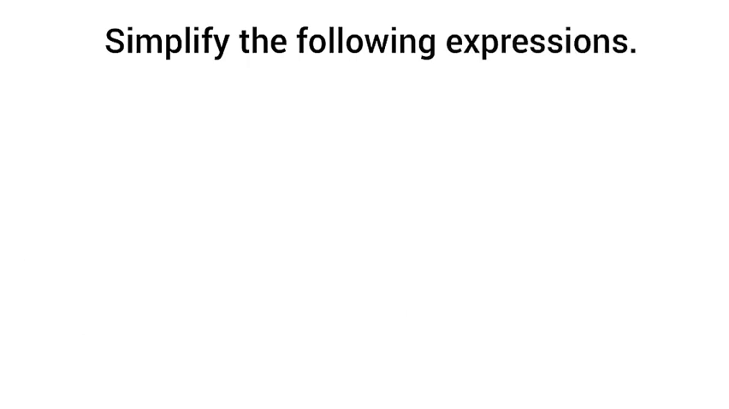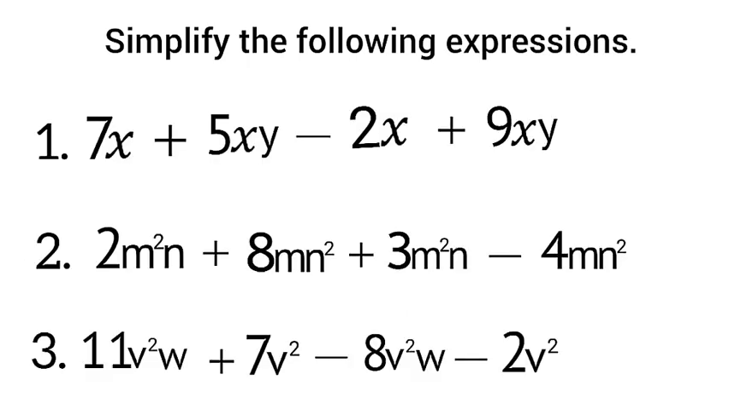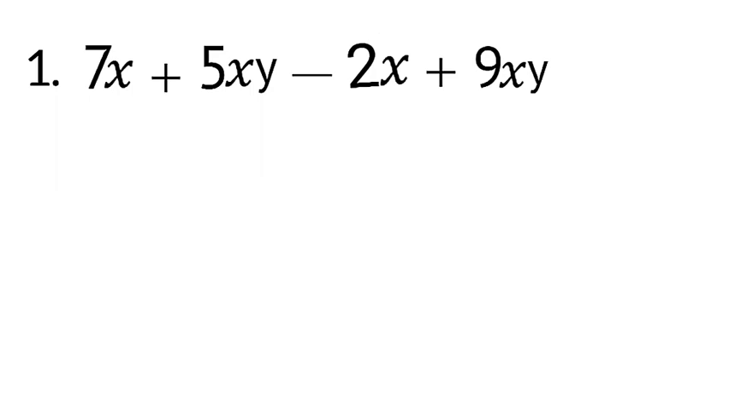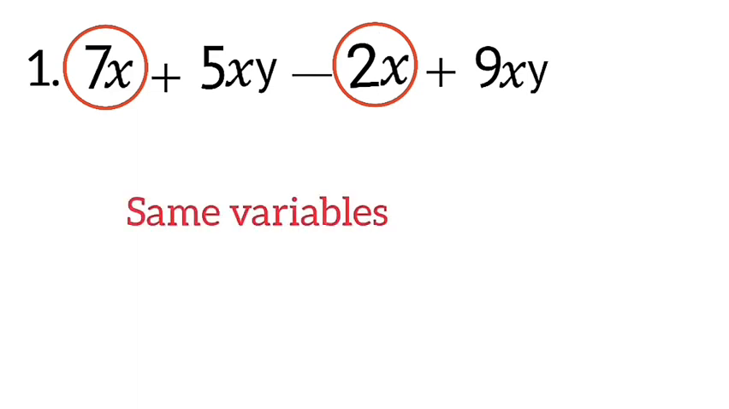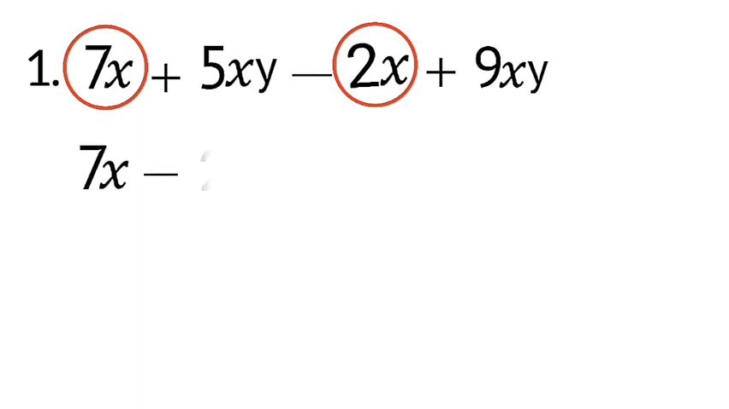Now let's solve the examples given earlier in this video. Example 1. If you check the terms one after the other, you will realize that they are all not like terms. So at this point, you have to first of all group the like terms. 7x and 2x are like terms. This is because they both have the same variable raised to the same power. You will write them as 7x minus 2x.